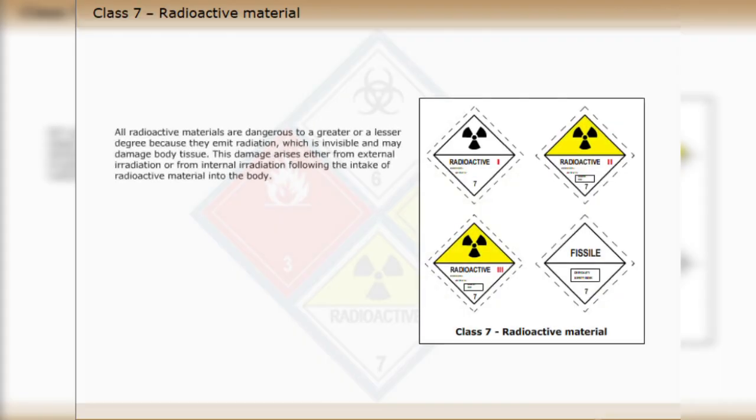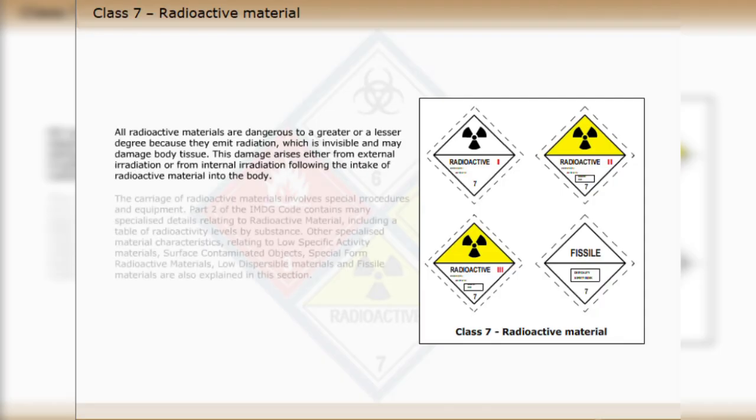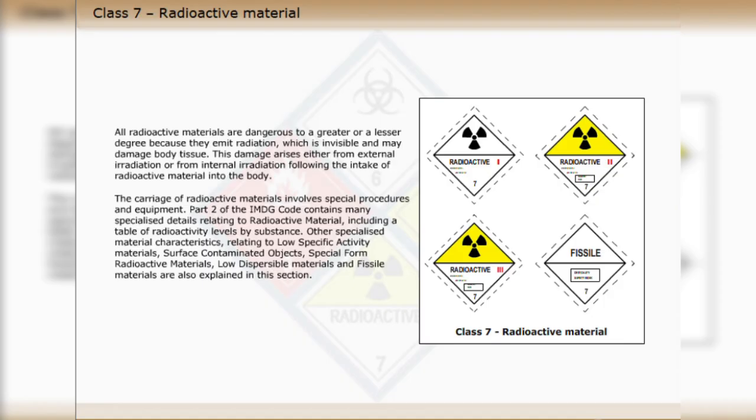All radioactive materials are dangerous to a greater or a lesser degree because they emit radiation, which is invisible and may damage body tissue. This damage arises either from external irradiation or from internal irradiation following the intake of radioactive material into the body. The carriage of radioactive materials involves special procedures and equipment.